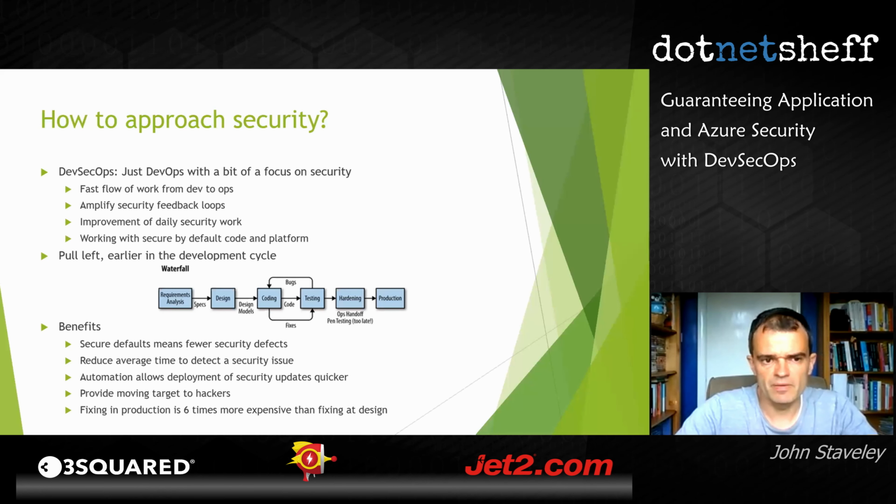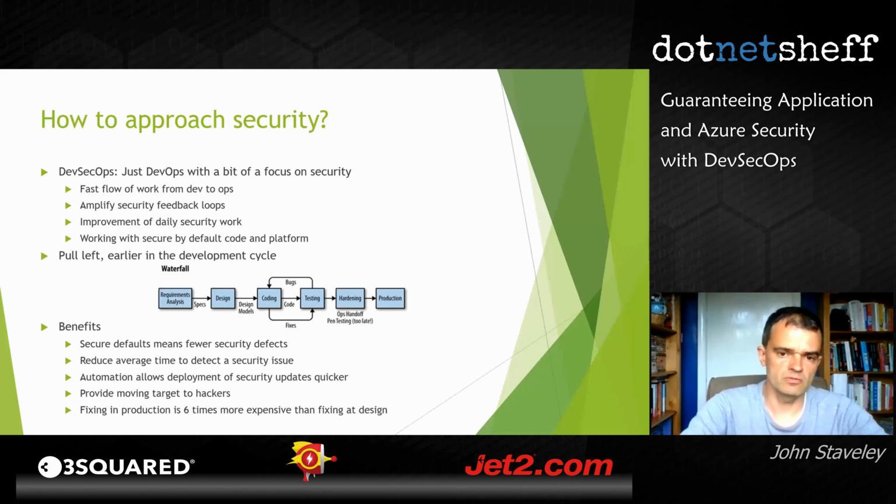So what do we mean by pulling left? So if you look at a standard waterfall development cycle, you've got requirements, design, coding, testing, fixing the bugs, hardening, which is usually a pen test, and then into production. Now, pen tests are usually the way of ensuring security in today's environment, but it's very sort of waterfall-y. You know, really you should be building in security at every one of those stages.